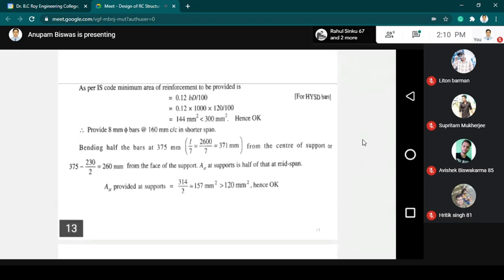Now we have to check the criteria for minimum area of reinforcement that has to be provided for HYSD bar. We know that it is 0.12 BD by 100. So putting all the values, we get it is 144 mm square, which is less than 300 mm square. So the minimum reinforcement provided is sufficient. It is enough. The provided reinforcement is more than 144 mm square, the minimum required reinforcement. So we can proceed with the 8 mm bar at 160 mm center to center in the shorter span. That is the main bar.